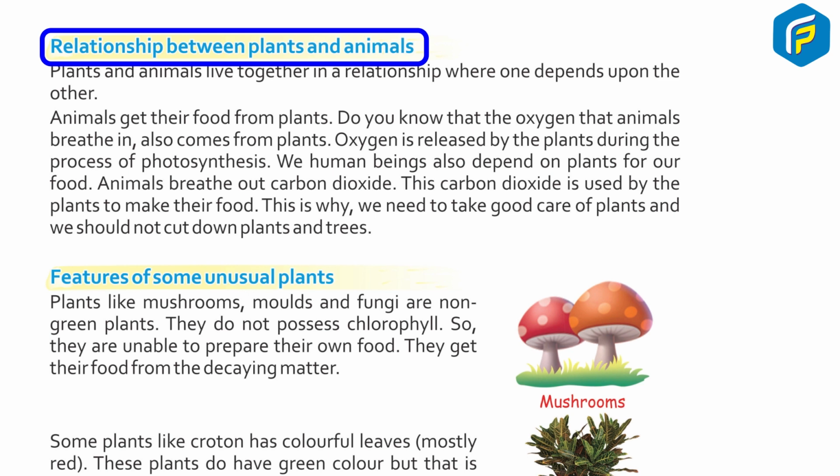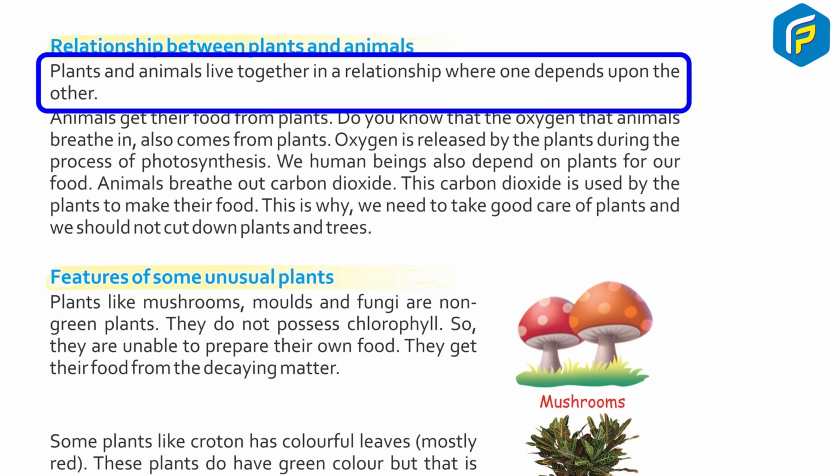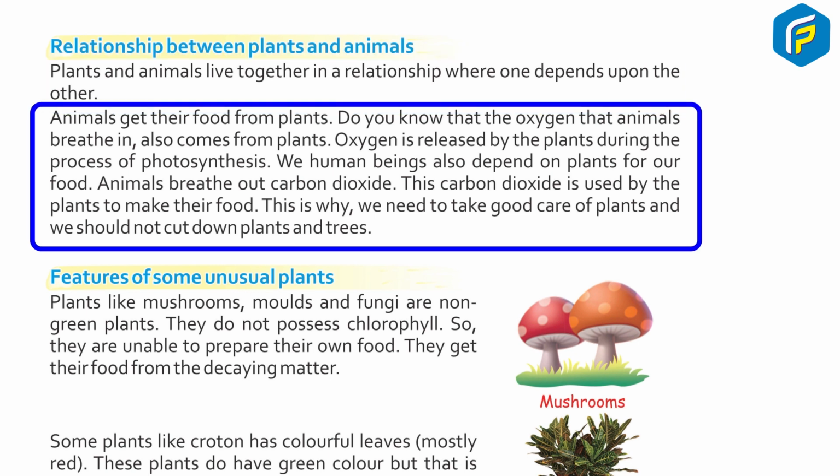Relationship between plants and animals. Plants and animals live together in a relationship where one depends upon the other. Animals get their food from plants. Do you know that the oxygen that animals breathe in also comes from plants? Oxygen is released by the plants during the process of photosynthesis. We human beings also depend on plants for our food.